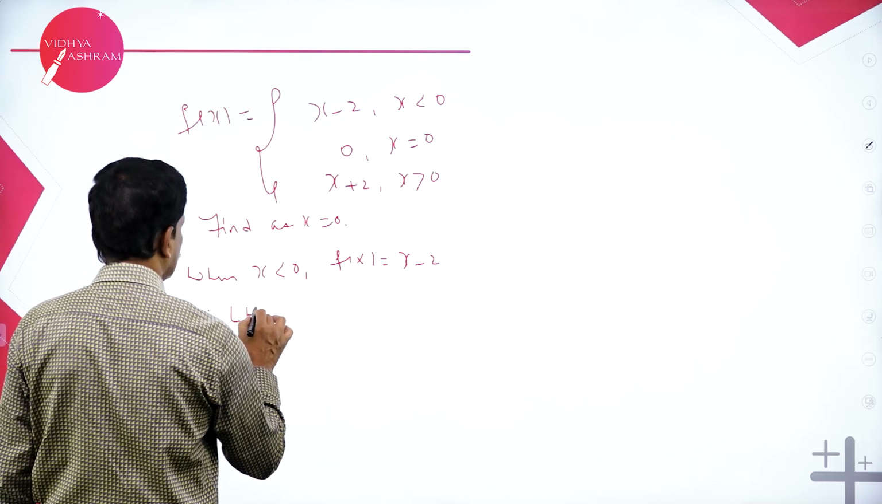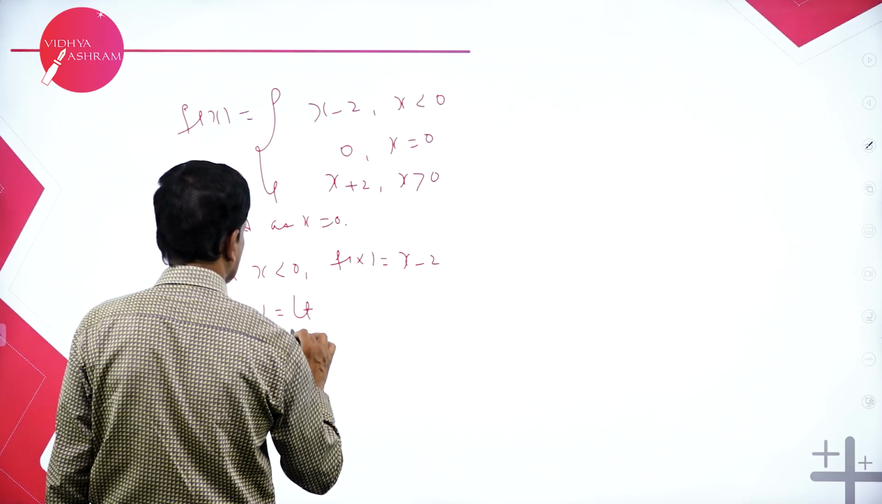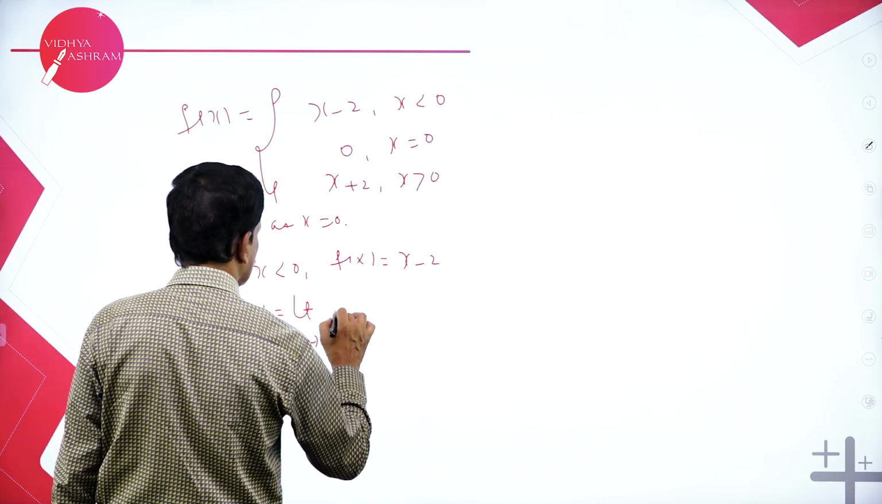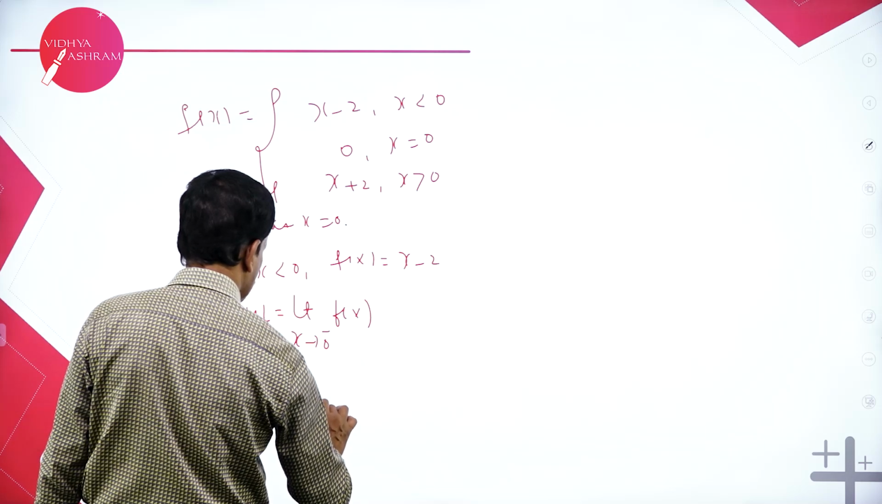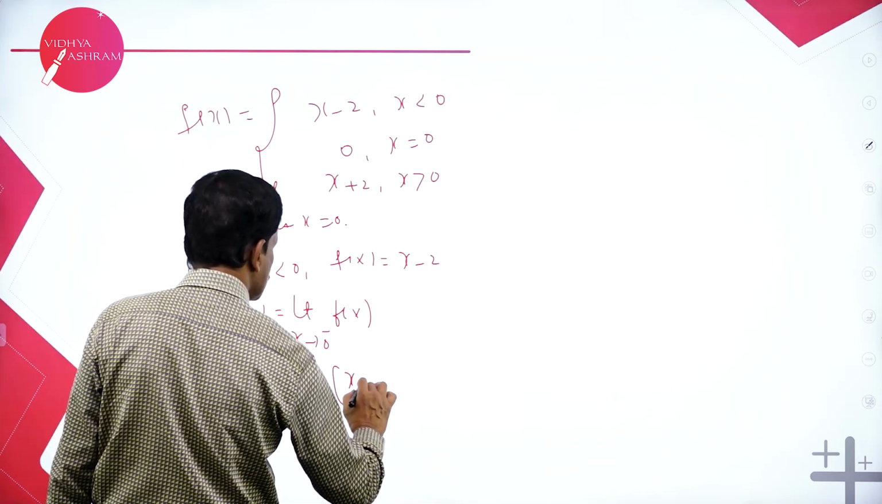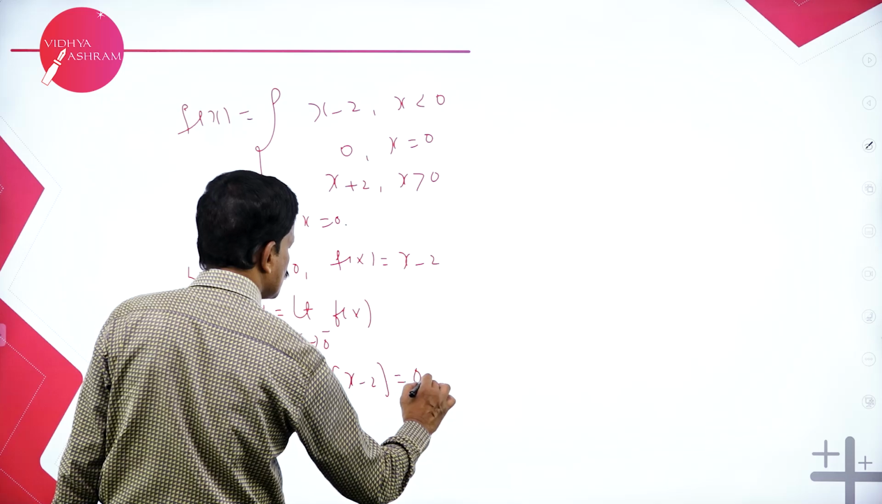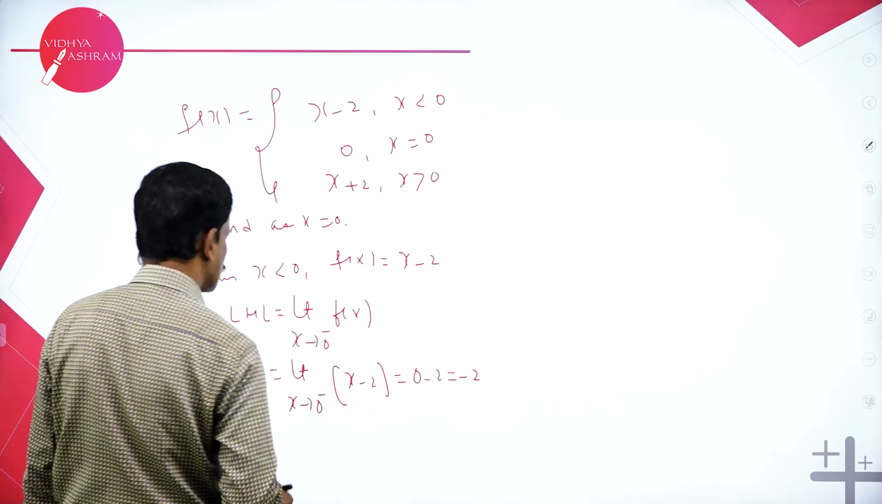So therefore we are going to get the left hand limit. Left hand limit is limit x tends to 0 minus f of x. That's equal to limit x tends to 0 minus of x minus 2. Now put x is equal to 0. 0 minus 2 is minus 2.